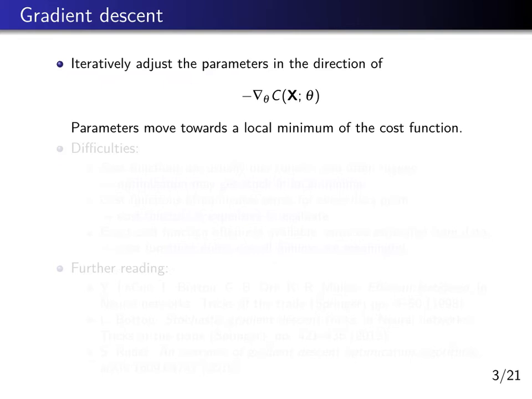So we compute the derivatives of the loss function with respect to the parameters. So the gradient of the loss function with respect to the parameters. And then we move the parameters into the direction where the loss function decreases. So we move it into the direction of minus the gradient of the loss function.